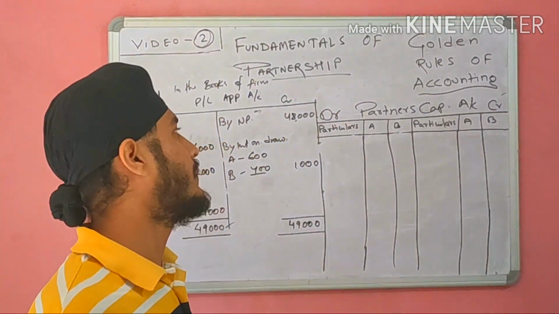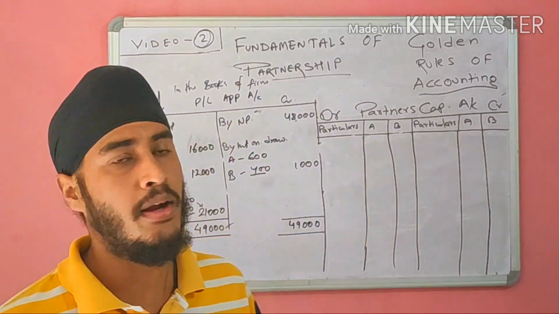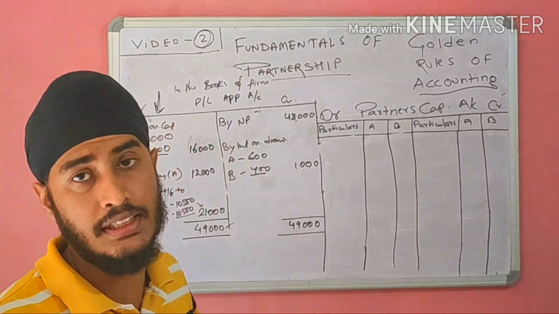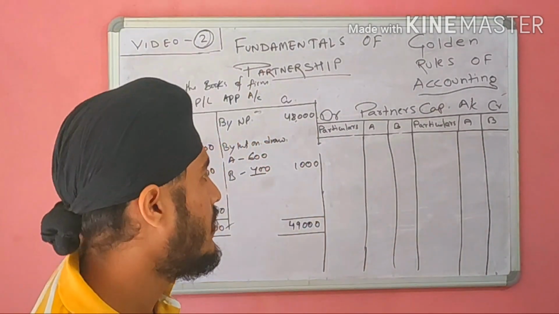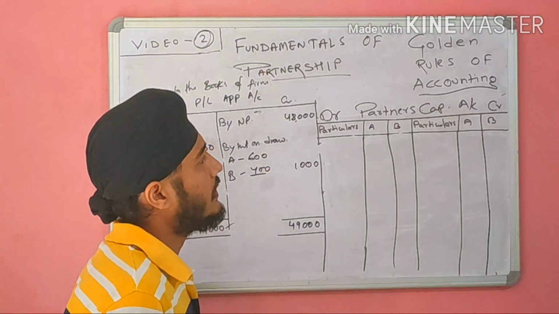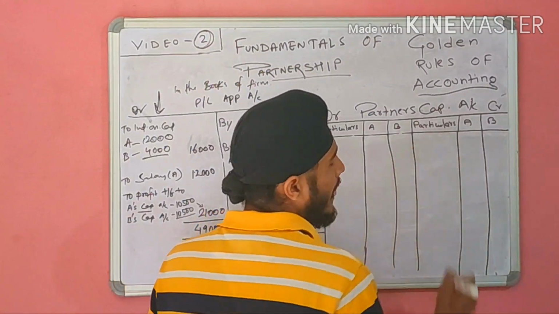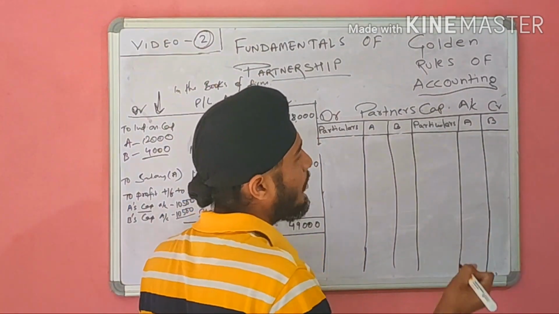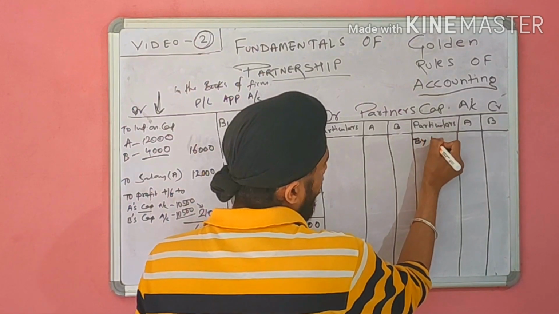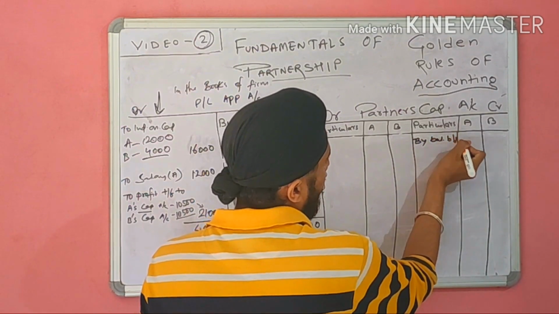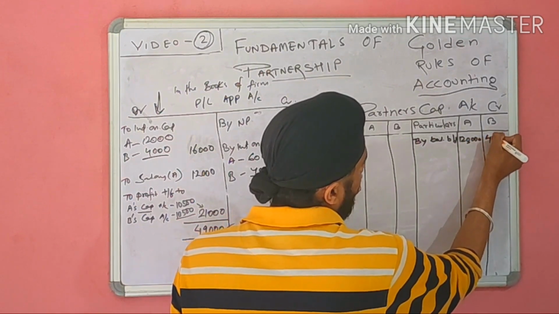Whatever items increase the capital account are recorded on the credit side, and the items by which the partners' capital accounts decrease, the loss of the partner, will show on the debit side. Okay, let's start the capital account. First we start with the opening balances. Opening balance is the capital brought in by the partners. First we write by balance b/d: 1,20,000 and 40,000.